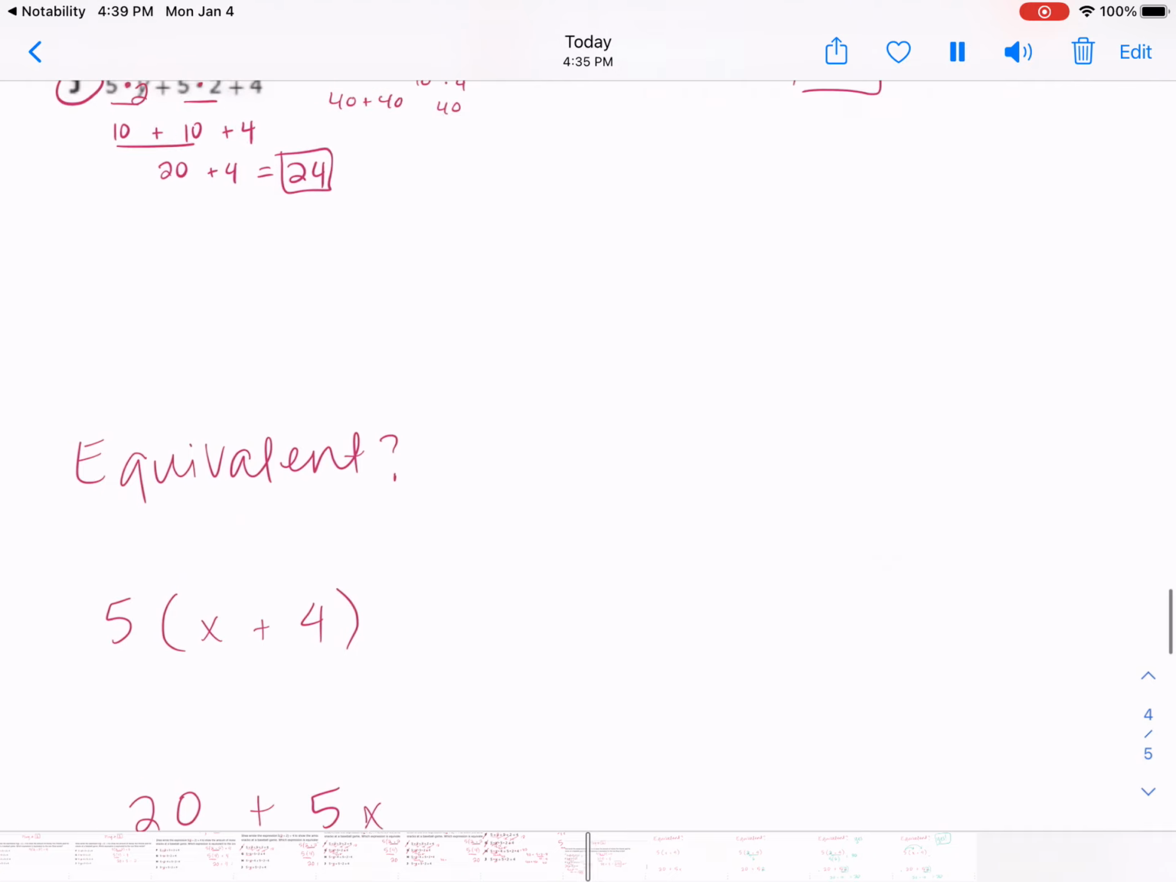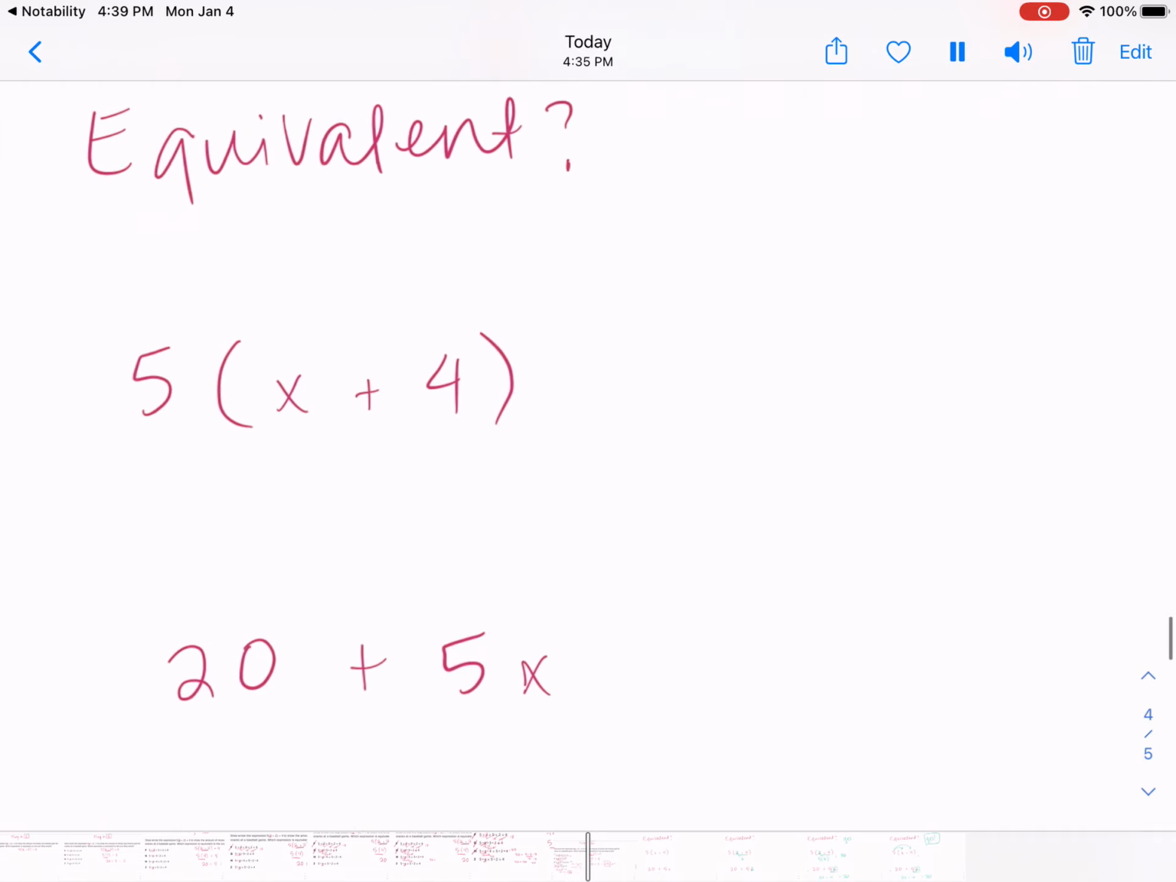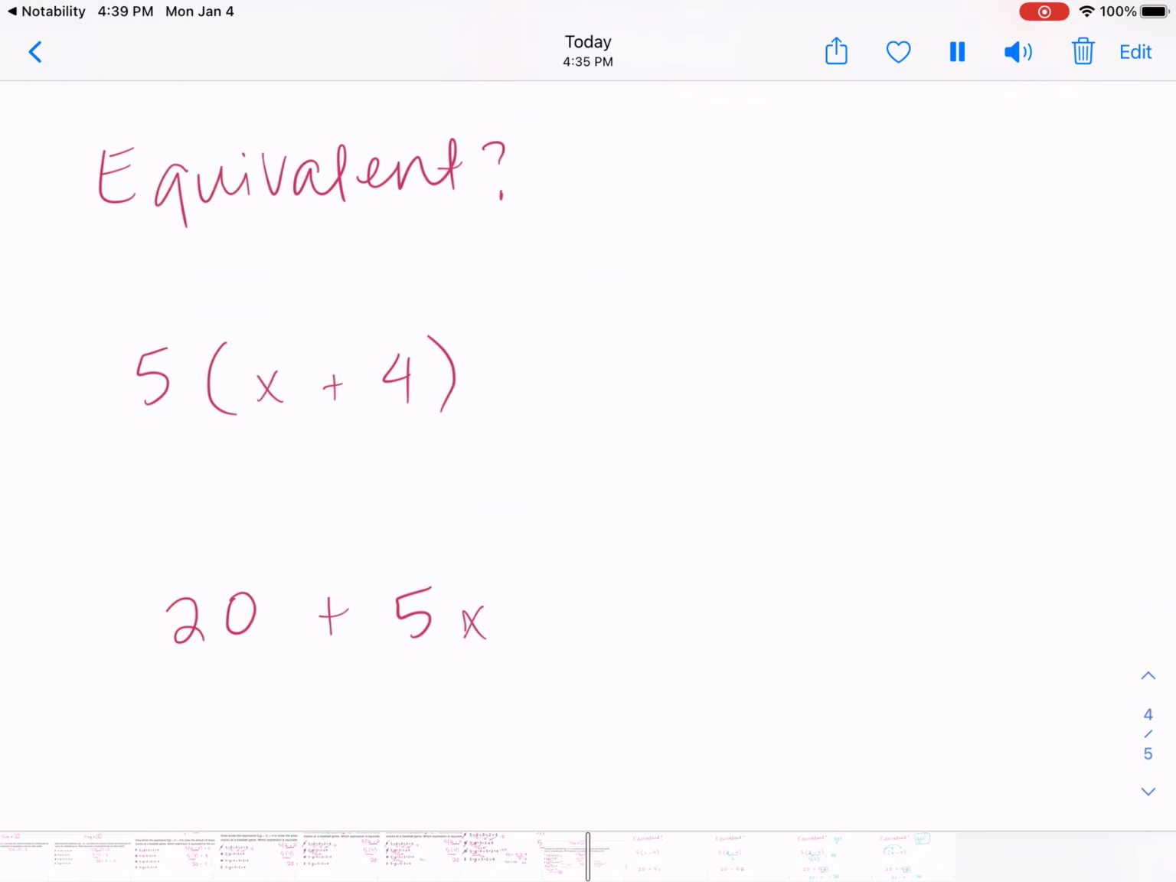So let's move on down here. If I were to try this strategy one more time, let's look at it. I'm trying to figure out if these two expressions are equivalent or not. So we have 5 times (x plus 4), and we have 20 plus 5x. So I could just plug a 2 and see if they work. So let's plug in a 2 right here and plug in a 2 right here.